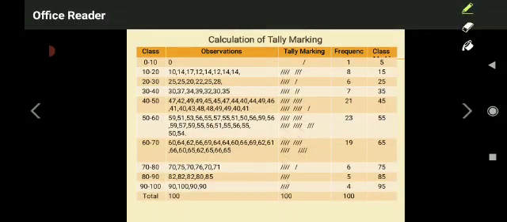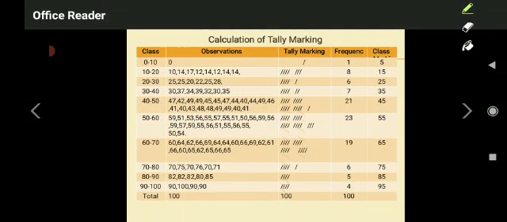Dear students, in the last class we understood how to calculate frequency distribution on the basis of the exclusive method, inclusive method and unequal method. Now in today's class, let us understand one more important topic relating to organization of data, that is calculation of tally marking. My dear students, it is a most important question for the examination.